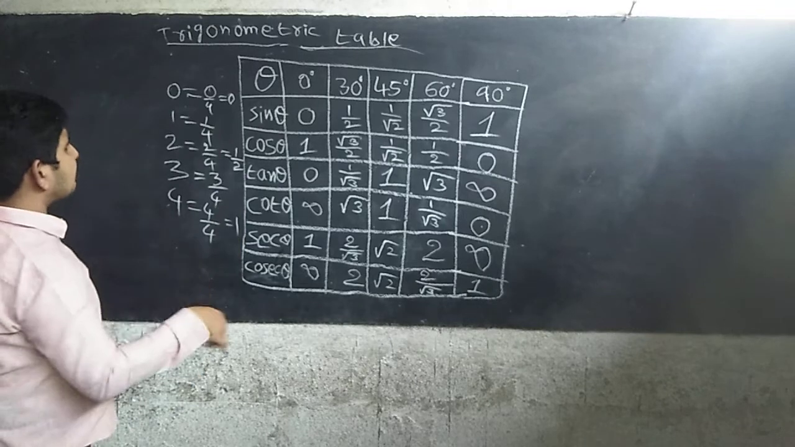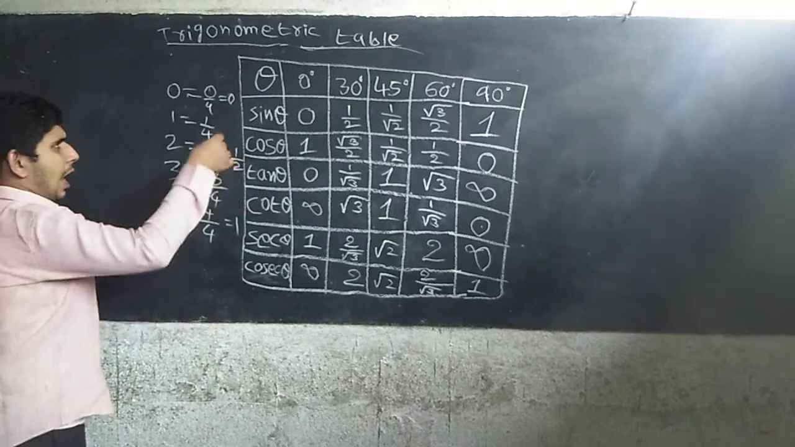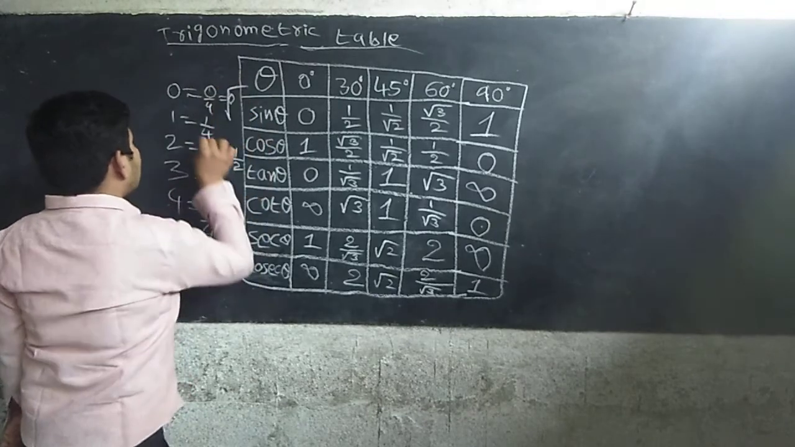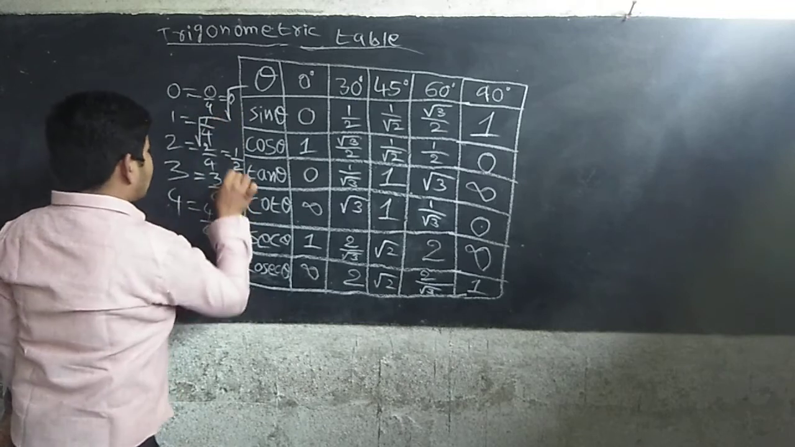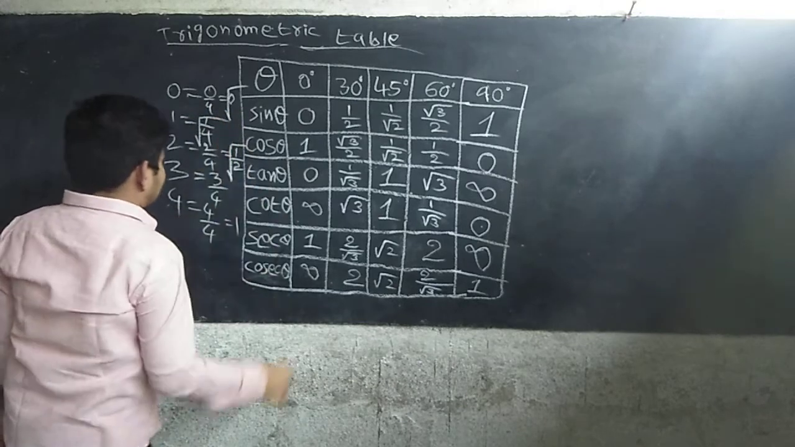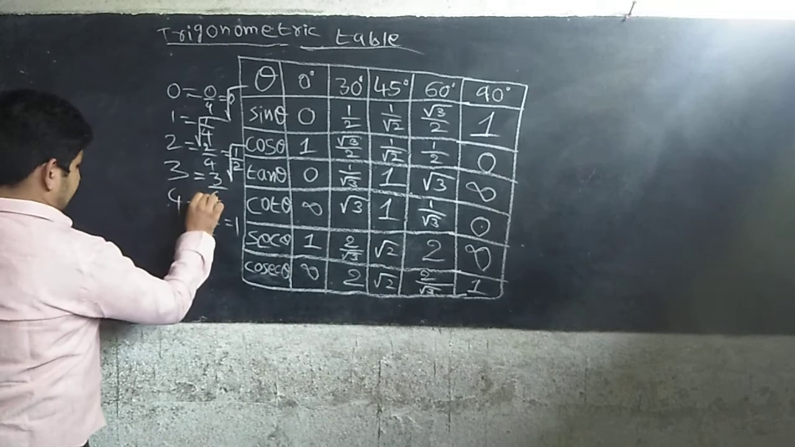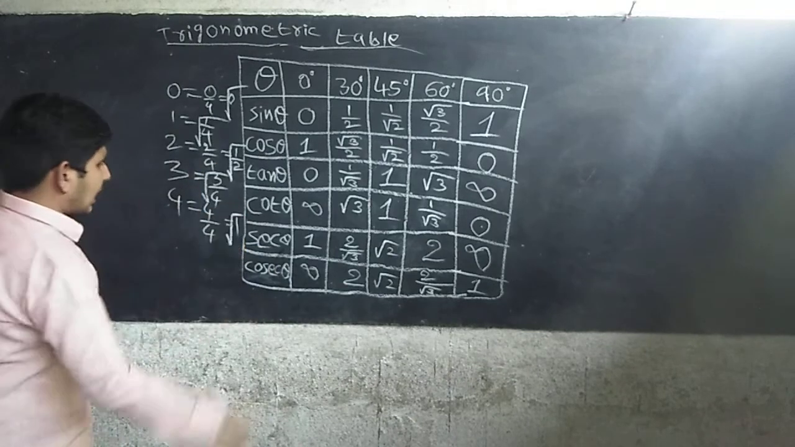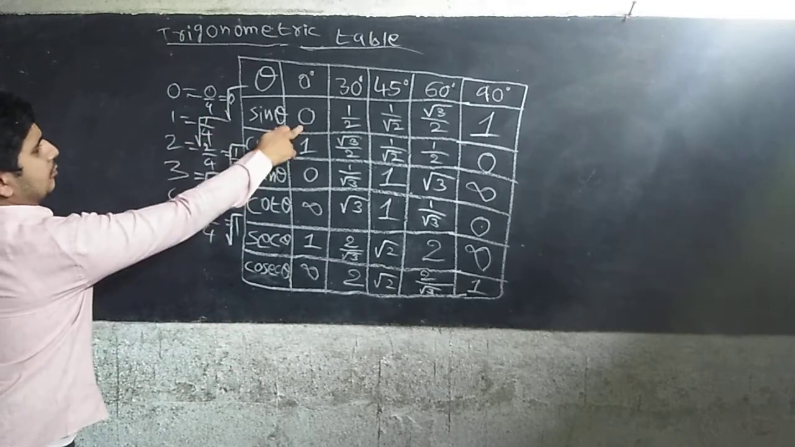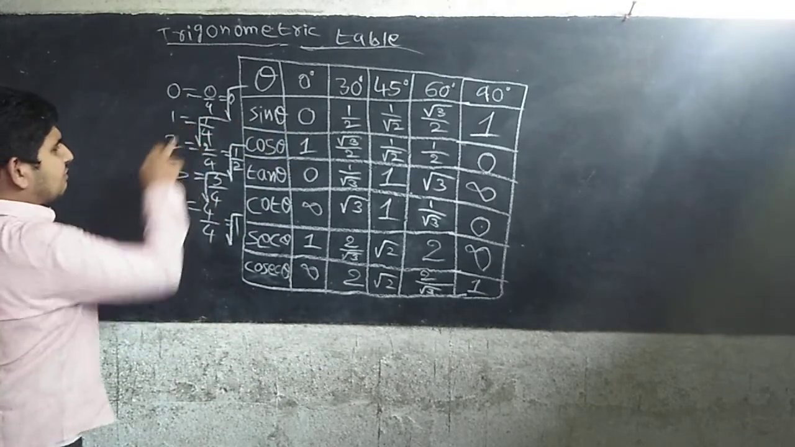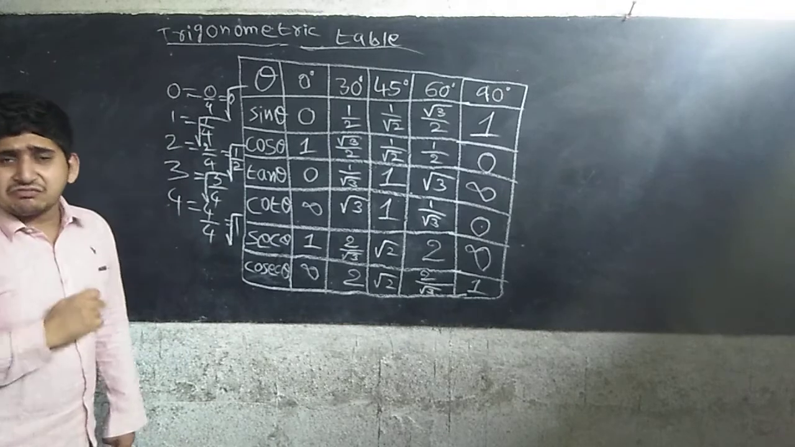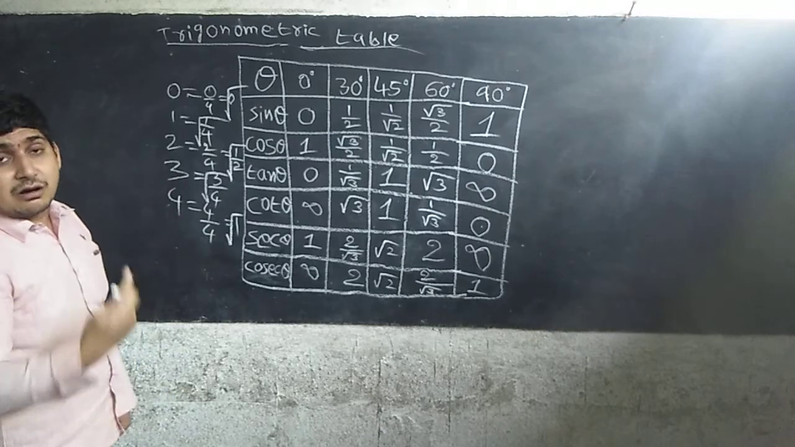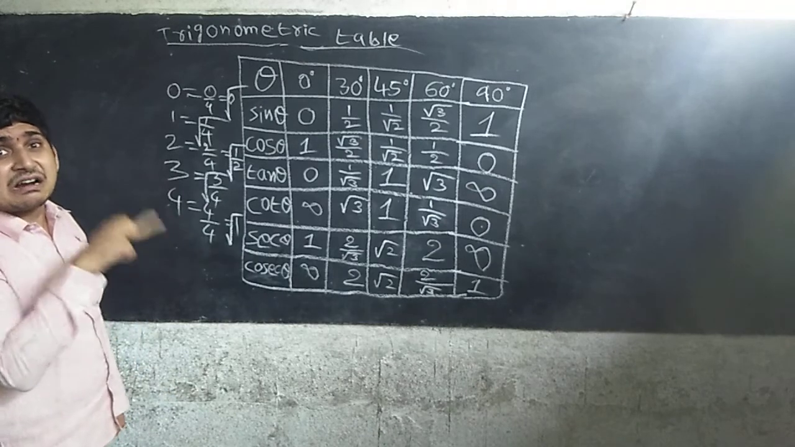Now you have all the values. Then apply the square root. Root 0, root 1 by 4, root 1 by 2, root 3 by 4, then root 1. Now root 0 equals 0. Root 1 by 4: root 1 equals 1 and root 4 equals 2. So root 1 by 4 equals 1 by 2.